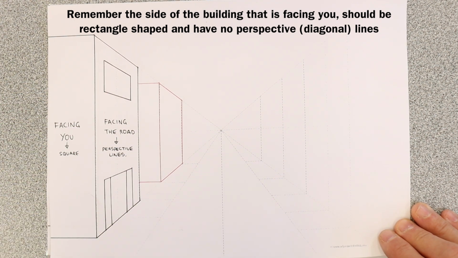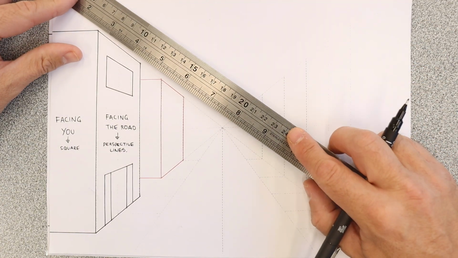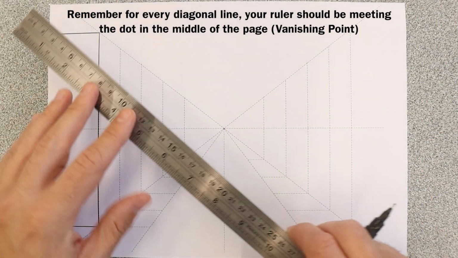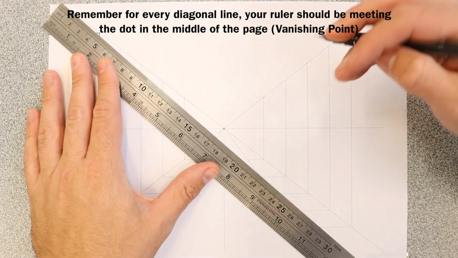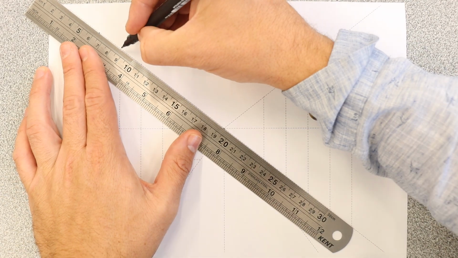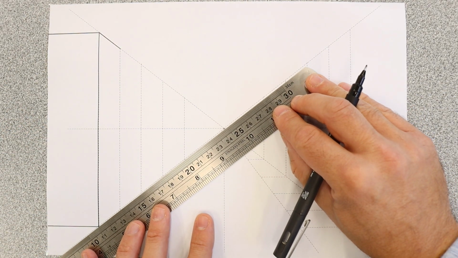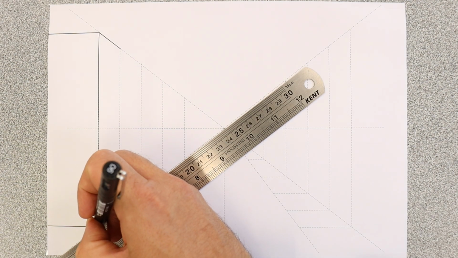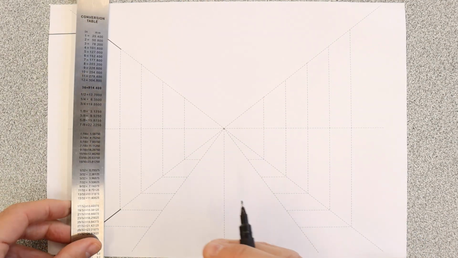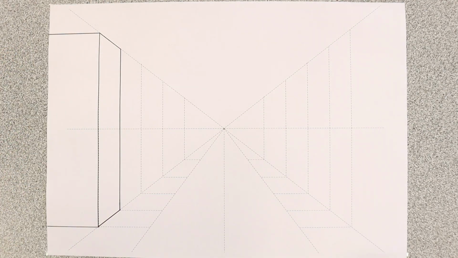Now we're going to draw the side of the building that's facing the road, and any of these lines that are on an angle, we need to ensure that we're pointing them to the middle of the page, to our perspective point. So we've actually already got some template lines here. If we line it up with our ruler from here to here, you'll see the dotted lines to make it a little bit easier. And then of course we're going to have our line down the middle. So there we have our first building.